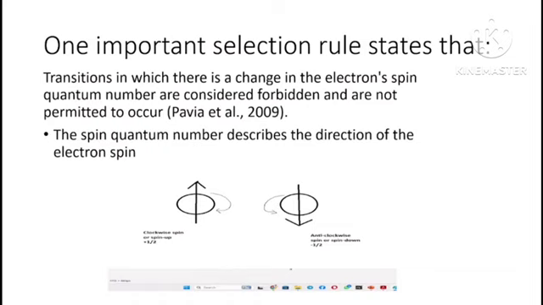For an electronic transition to occur, one of the rules that apply to it is that the electron that is undergoing the transition must not undergo any change in its spin quantum number. Once there is a change in the spin quantum number of that electron, then that particular electronic transition is not meant to occur. It is forbidden. It has not been approved to occur.